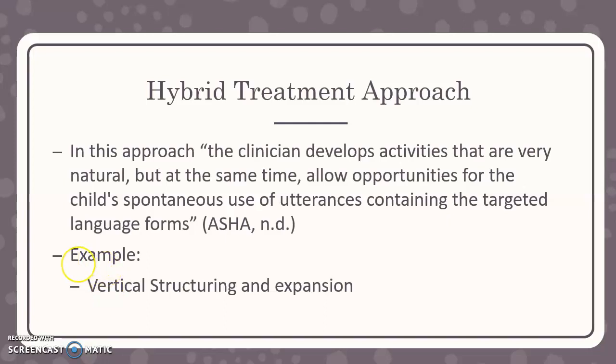An example of the hybrid treatment approach is vertical structuring and expansion. This type of hybrid treatment approach is where the therapist presents the child with a stimulus, asks the child to respond, and then the clinician expands on this response. Vertical structuring and expansion was an example of a treatment approach that was used in my treatment session.